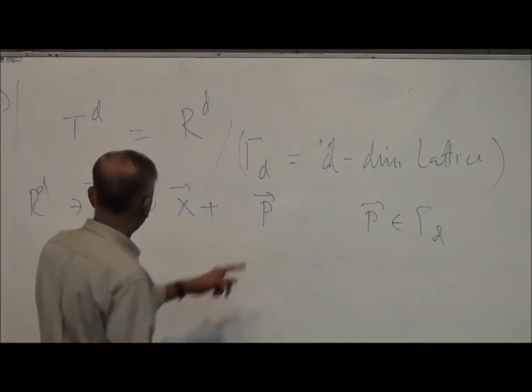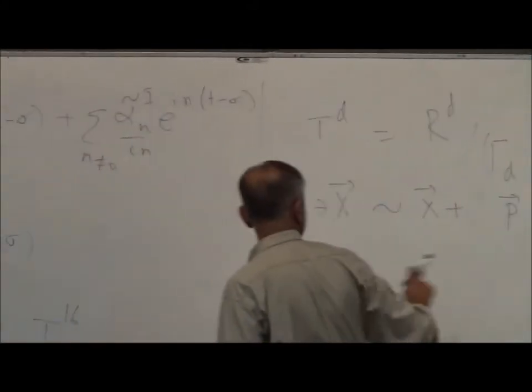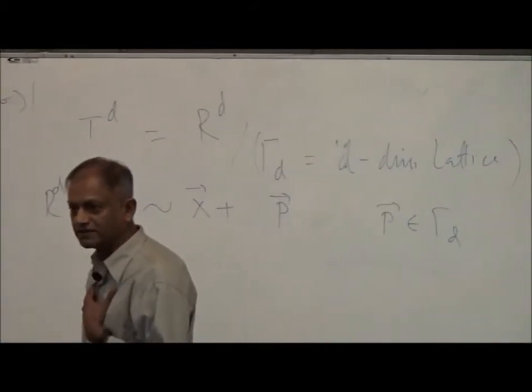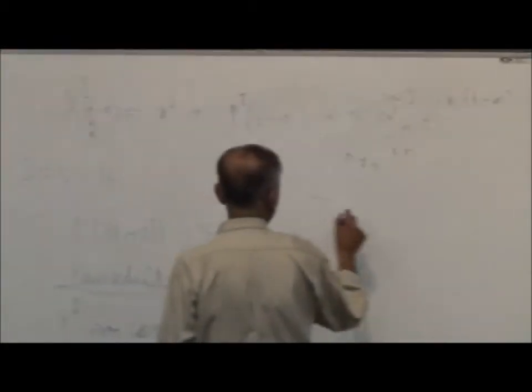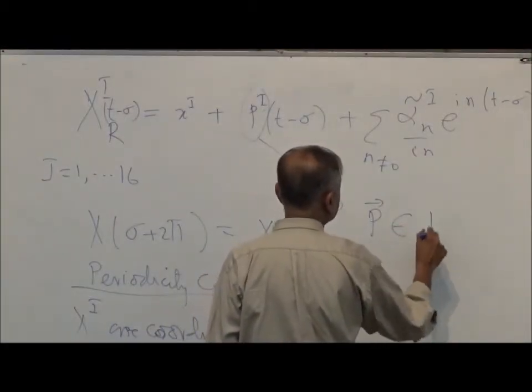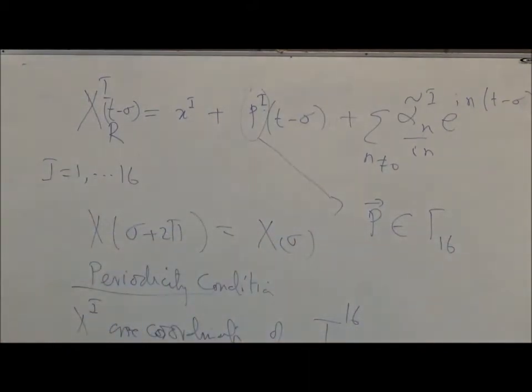So then what we conclude is that these coefficients, these p's, there are 16 of them, so you can think of it as a vector. These p's are nothing else but elements of this gamma 16. So these p's belong to gamma 16.